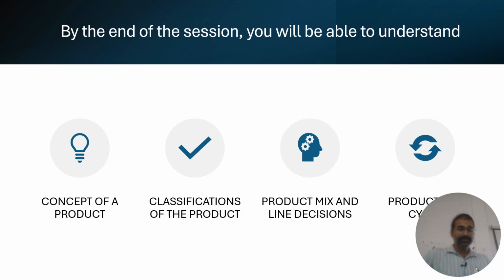So we'll talk about a product. We will also talk about different classifications of the product. There are many classifications. You'll come to know very easily, very soon. If you just search your kitchen, your house, you'll find different products which belong to different classifications. Similarly, we talk about product mix and line decisions. You will know about that very soon. And one of the most important subjects, I will talk about PLC, product life cycle, if time permits.